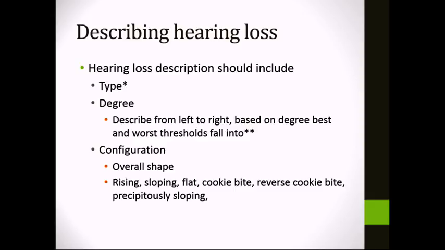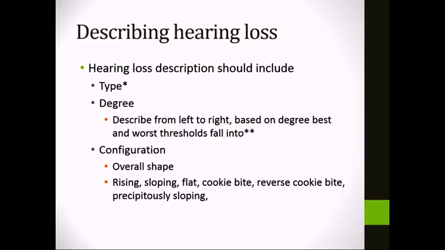When you're talking about hearing loss or writing a report or even counseling a patient, the description of the hearing loss should include type of hearing loss. And that one we're not going to talk about now. We're going to talk about that next week when we talk about bone conduction results. But the hearing loss description should also include degree of hearing loss. And when we describe the degree of hearing loss, we typically describe it from left to right across the audiogram based on the degree of hearing loss that best and worst thresholds fall into. And we'll look at some examples of this in just a minute.